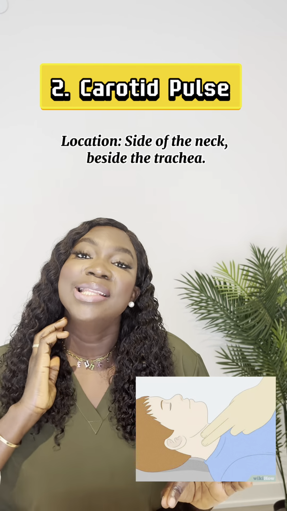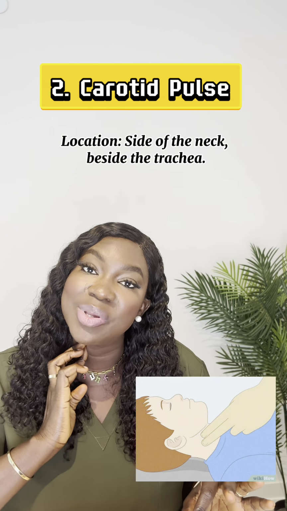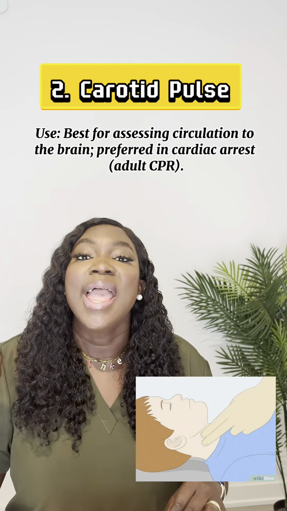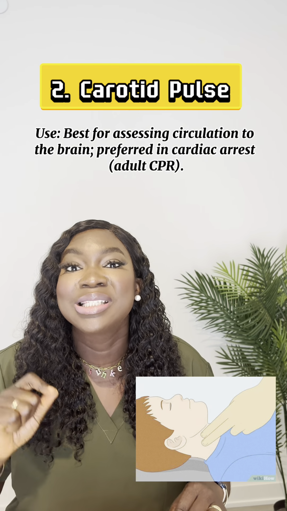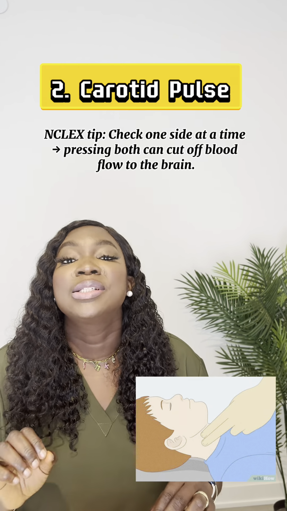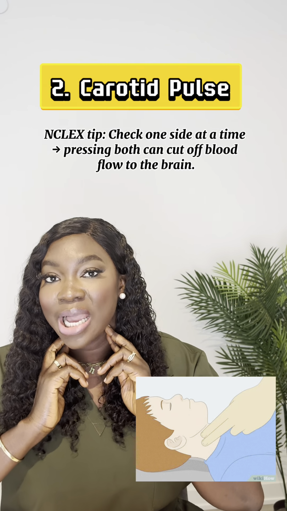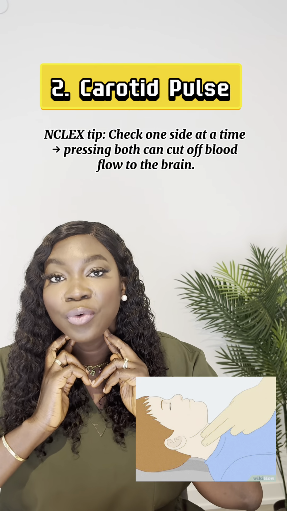Okay, the next pulse point is the carotid pulse. This is located on the side of the neck beside the trachea. It is best for assessing circulation to the brain, and it is preferred during adult CPR. Nursing consideration: check one side at a time. Pressing both at the same time can cut off blood flow to the brain.